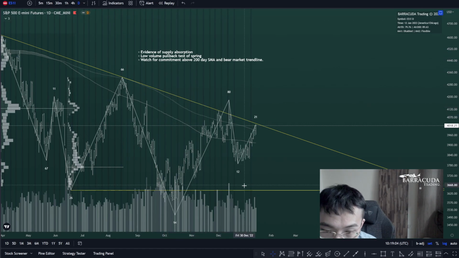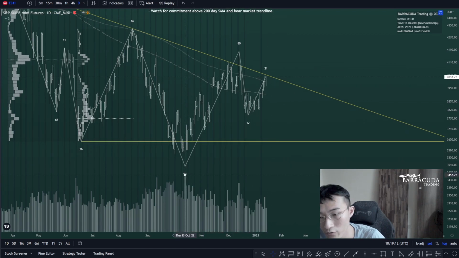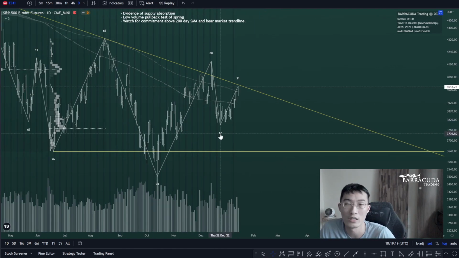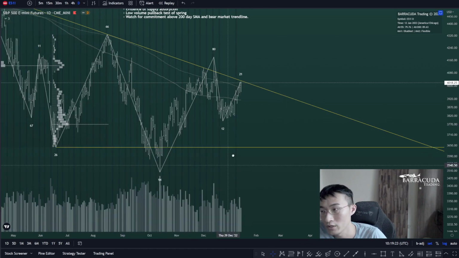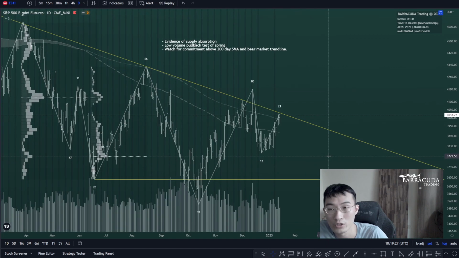The price went back up, retested this spring, and you can see this test, right? 12 million contracts in this wave, versus 94, 80, 66, 26. 12 is a very low volume pullback. And this is another indication that the spring, which is this region here, has been successfully tested. And that's a very bullish price action.